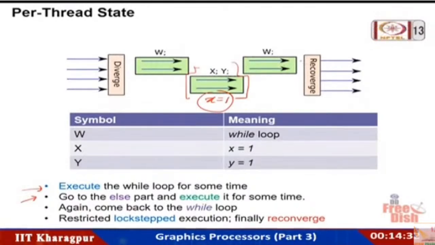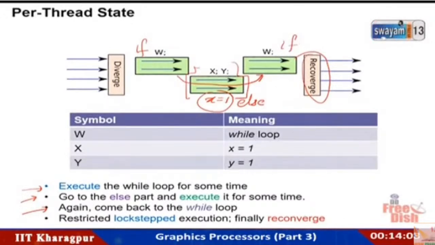So since the if part and the else part, all the threads have exited both, we can enter the point of reconvergence over here. So what you are basically seeing is that we are again coming back to the while loop after executing the else part. So this was the if part, this was the else part, and this was the if part for the second time. So we're again coming back to the if part.